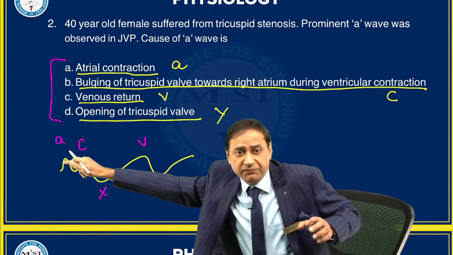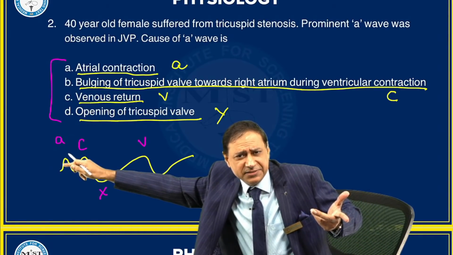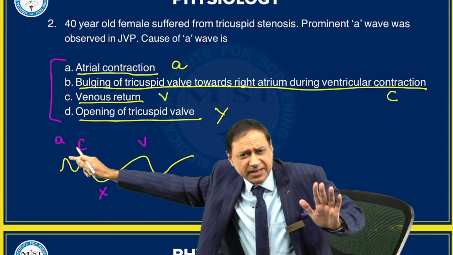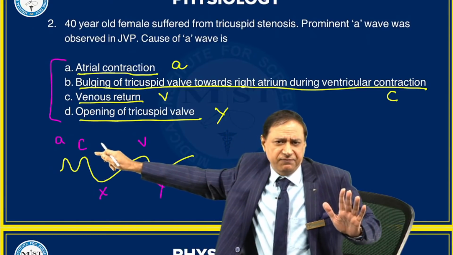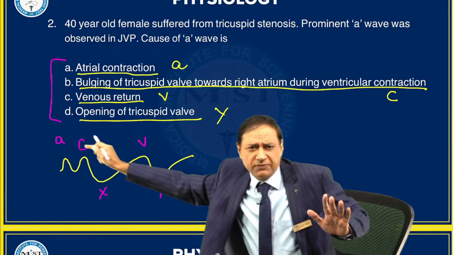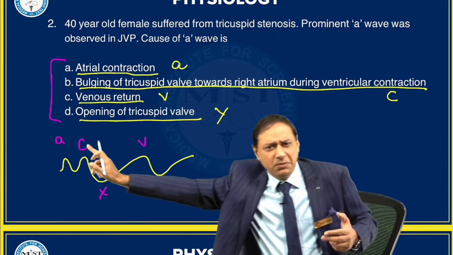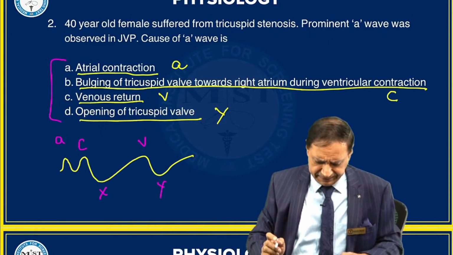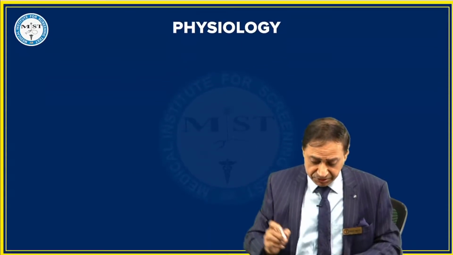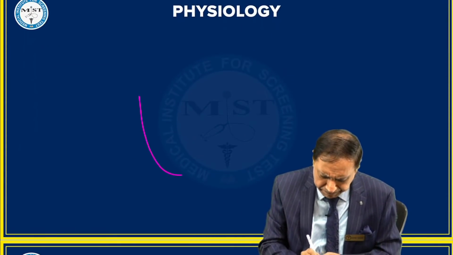A wave, simple to remember: atrial contraction. C wave: bulging of the valve. These two are very important. Other students are confused, so usually they don't ask. But A and C, don't forget that. And in tricuspid stenosis, the same thing will happen.